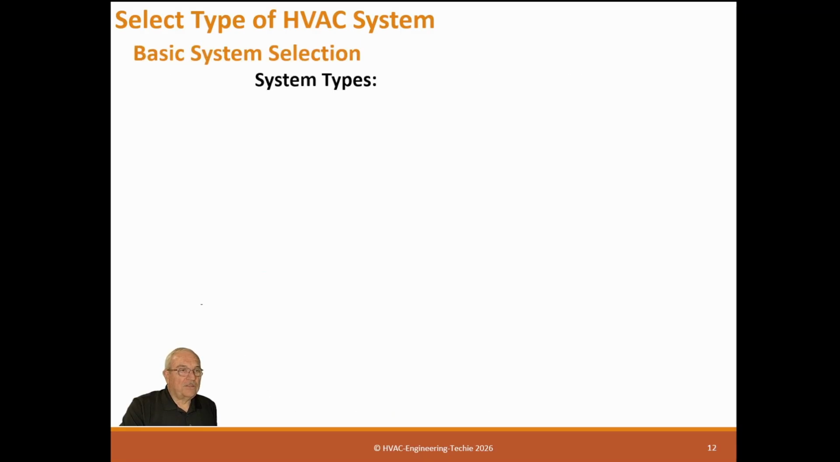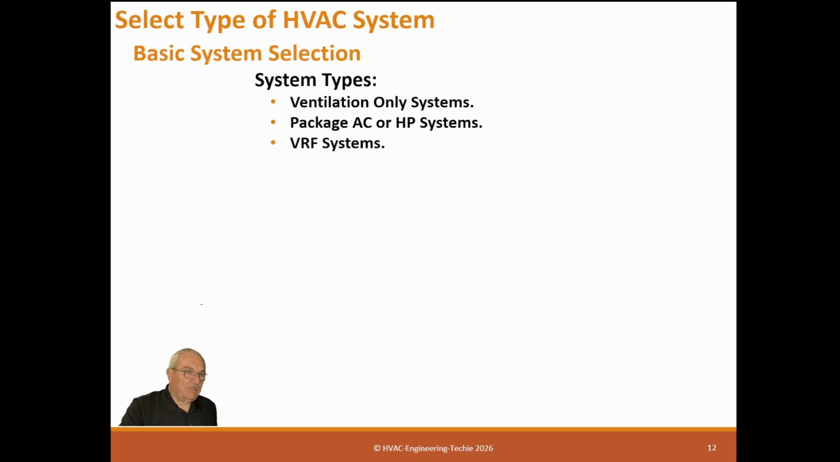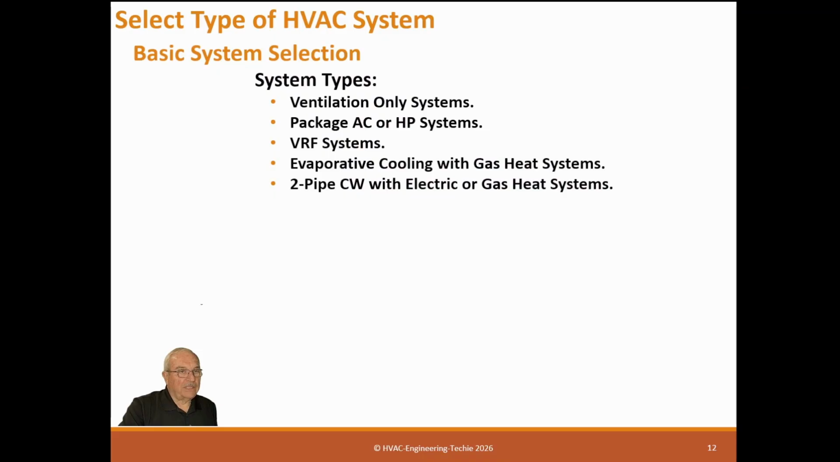Basic system selection. System types. There's ventilation-only systems. You know, if you're doing a job in Hawaii, you may only need a fan to blow air around or open the windows. Package AC or heat pump systems, which are used for smaller systems and are easy to do. Hard to fix if they don't work, and VRF system, variable refrigerant flow, is popular nowadays. Evaporative cooling with gas heat systems in some industrial applications. 2-pipe chill water with electric heat or gas heat. 4-pipe chill water systems, 4-pipe chill water and hot water systems.